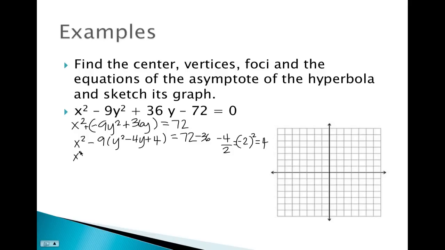We've got x squared minus 9 times (y minus 2) squared, because we just completed the square, equals 36. Okay, so now let's go ahead and divide everything by 36 because we know that we want this to be a 1 on our right-hand side.